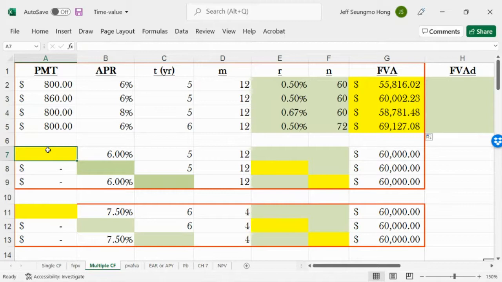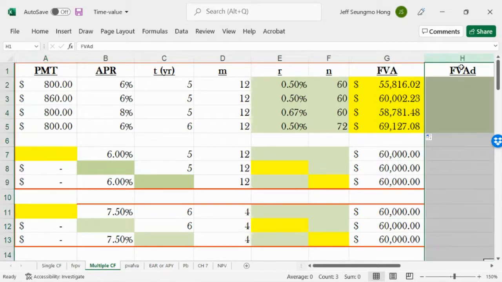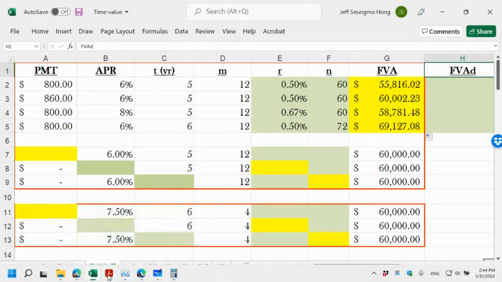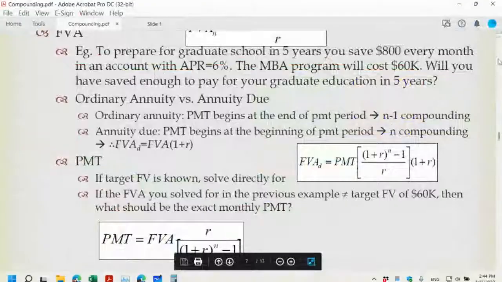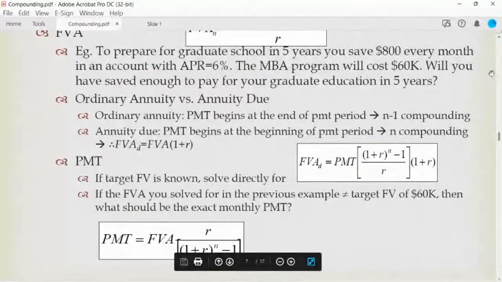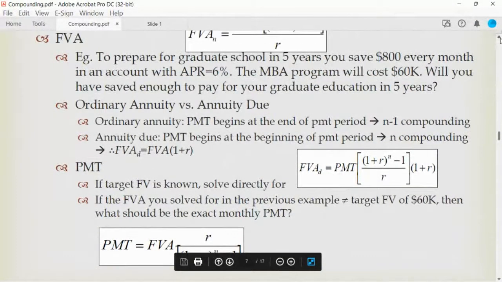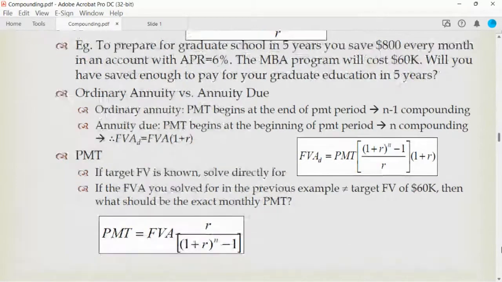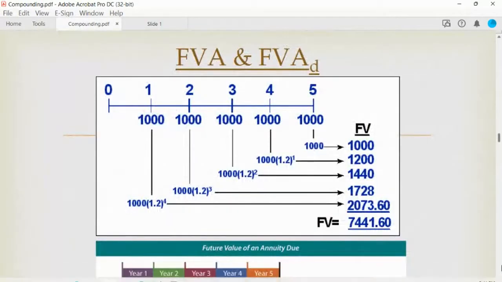But before we do that, what is column H? That's the future value of annuity. And what is that subscript D? What is that about? Well, in annuity, there are two types of annuities. So let's take a look at this.